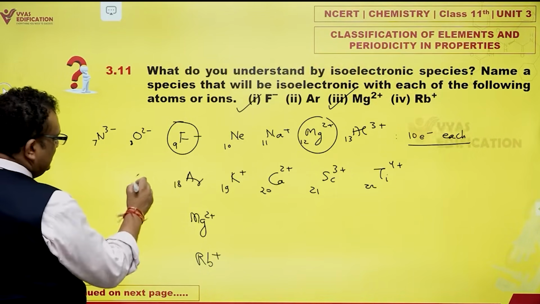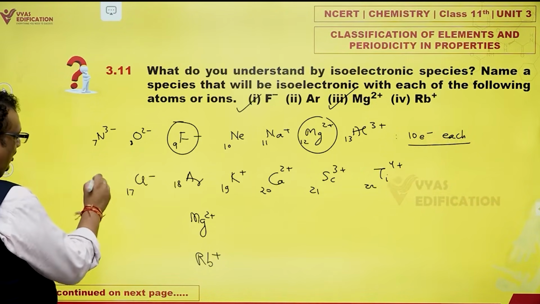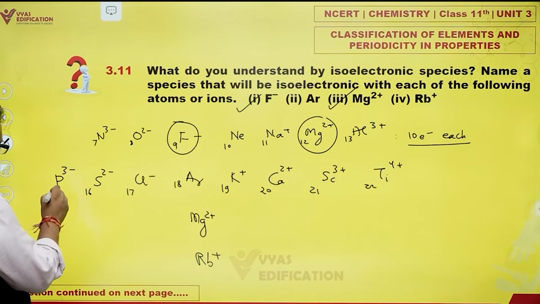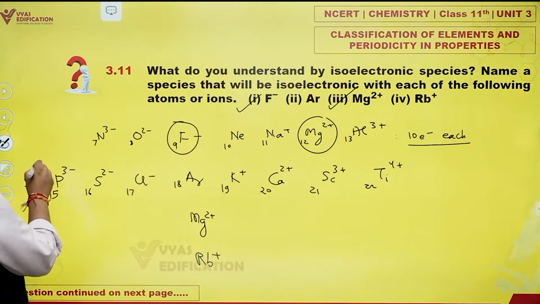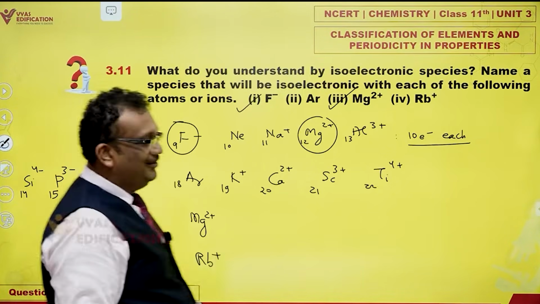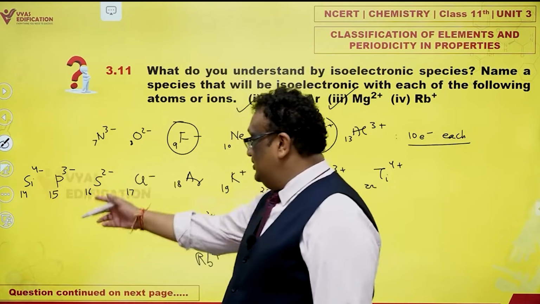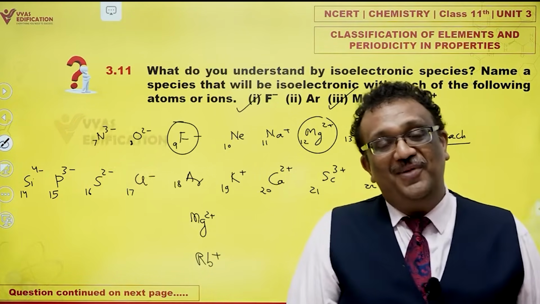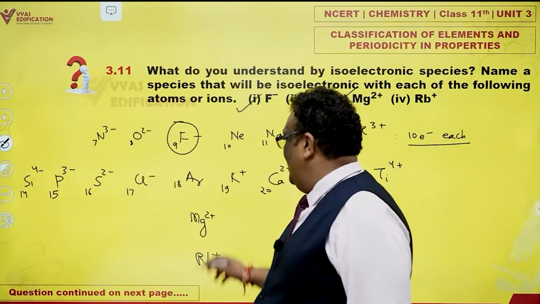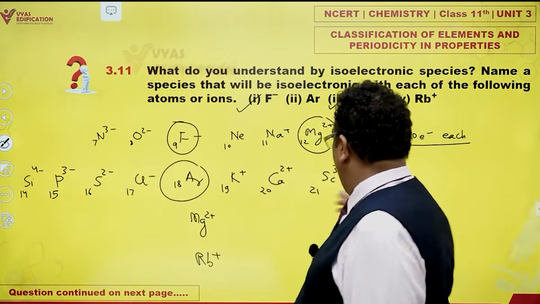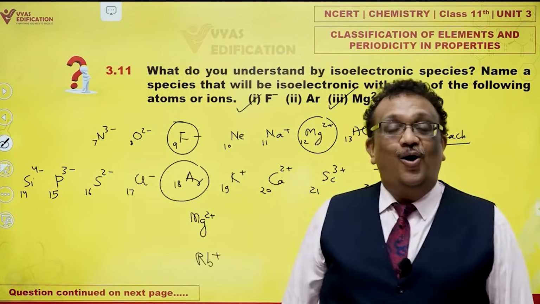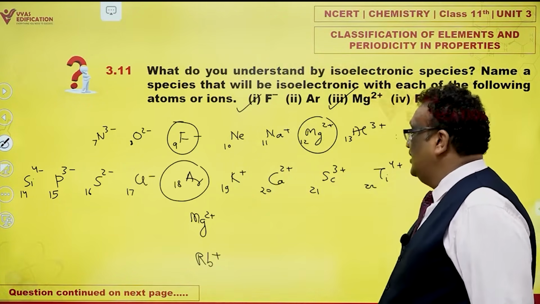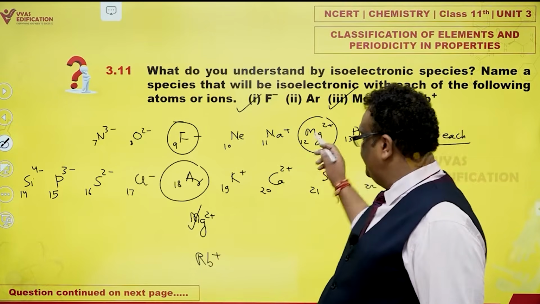Or you could just take Cl minus or sulfide, even phosphide. And if you are too finicky, take silicide. These species exist. Yes, they actually exist. And each of them is isoelectronic with argon. You wanted 1, I have given you 8. All these are isoelectronic with argon. Magnesium is already done here.